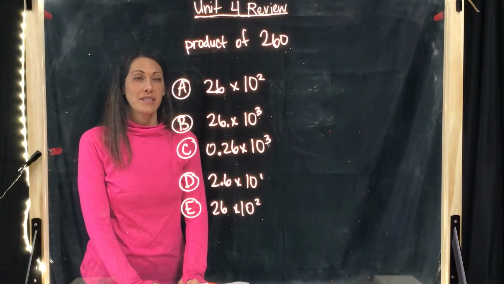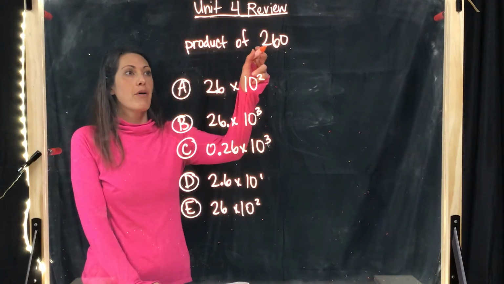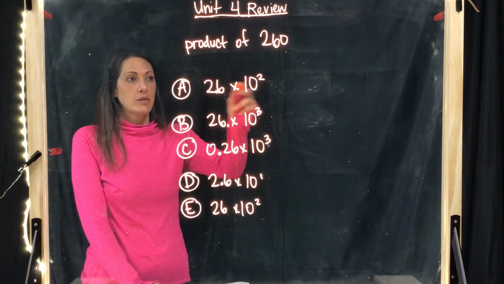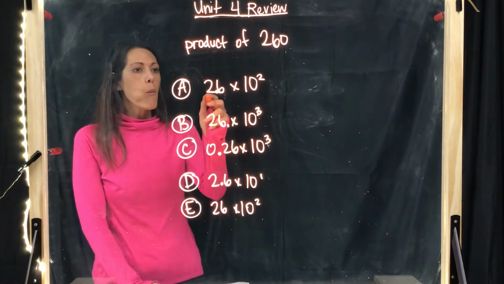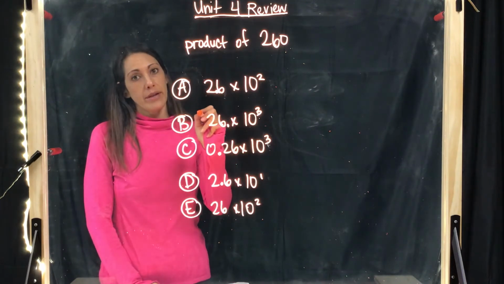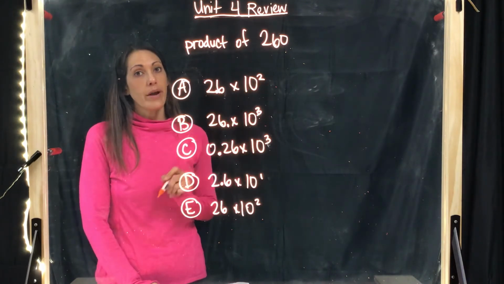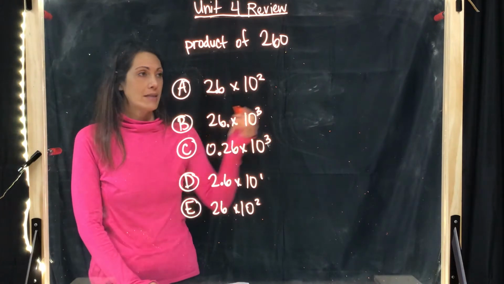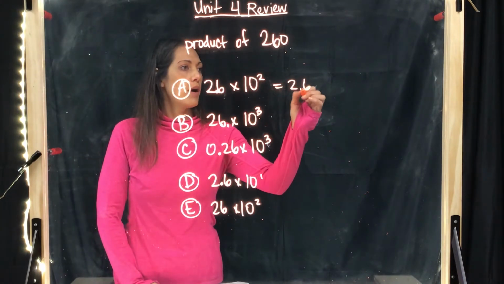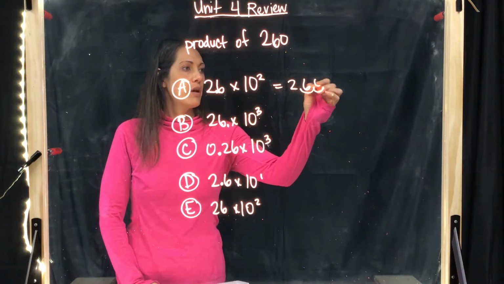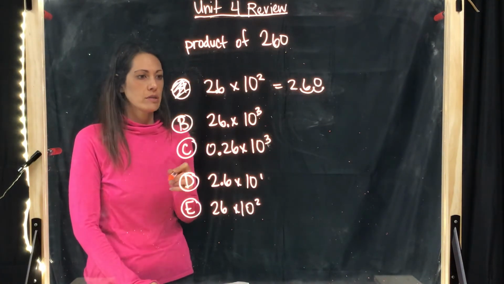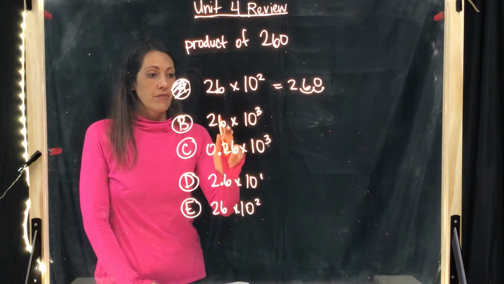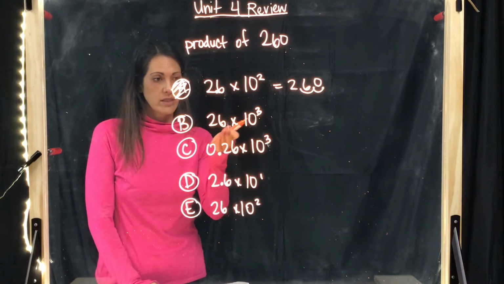All right, students, let's take a look at number 5. We're going to find the products of 260. So we're going to take a look and find answers that equal 260. In A, my decimal point is right in the middle, and 10 squared means I will move my decimal twice. So I'm going to move it over twice. 1, 2. That would get me 260. So that answer works.